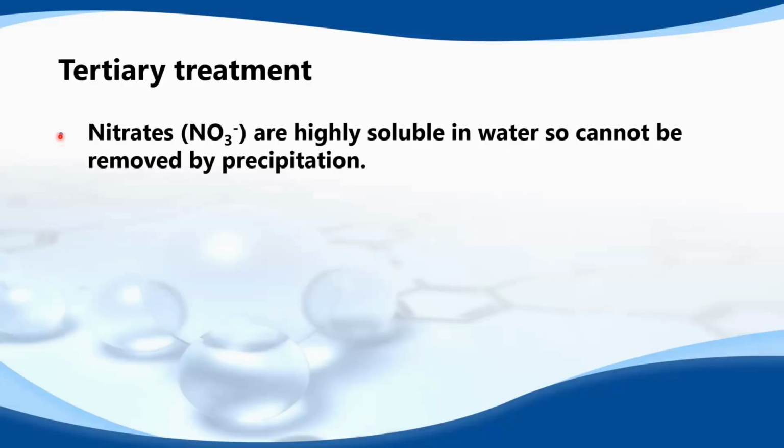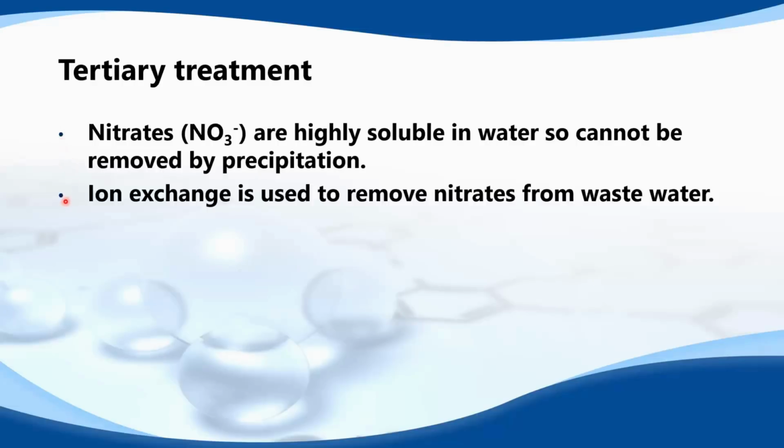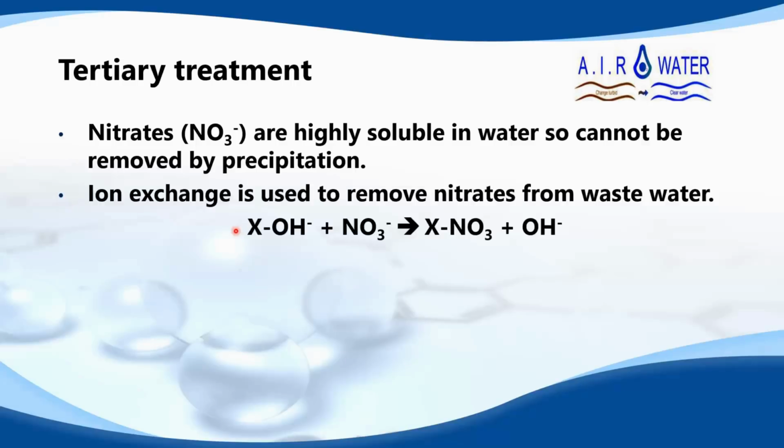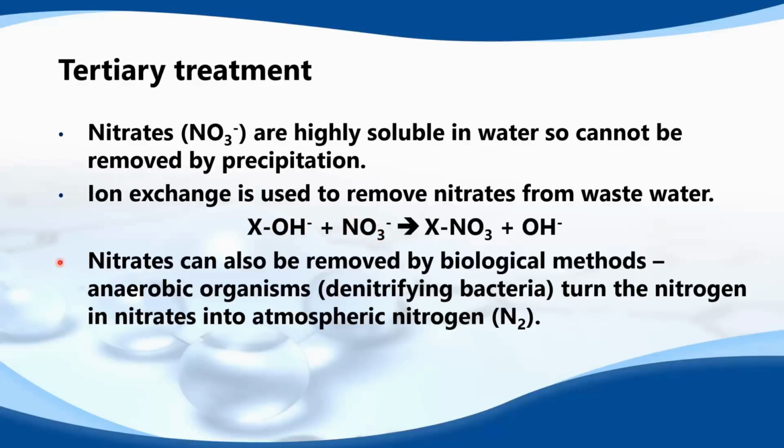Nitrates are highly soluble in water, so cannot be removed by precipitation. Ion exchange is used to remove nitrates from wastewater. So here's an example of ion exchange where the hydroxide ion, the OH negative ion, is exchanged with the NO3 negative, the nitrate ion. Nitrates can also be removed by biological methods. Anaerobic organisms called denitrifying bacteria turn the nitrogen in nitrates into atmospheric nitrogen.